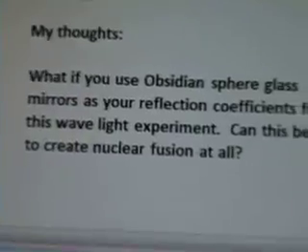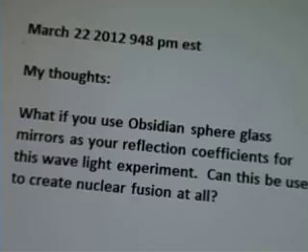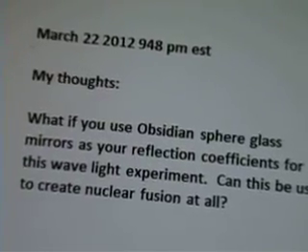What if you use obsidian sphere glass mirrors as your reflection coefficients for this wave-light experiment? Can this be used to create nuclear fusion at all?